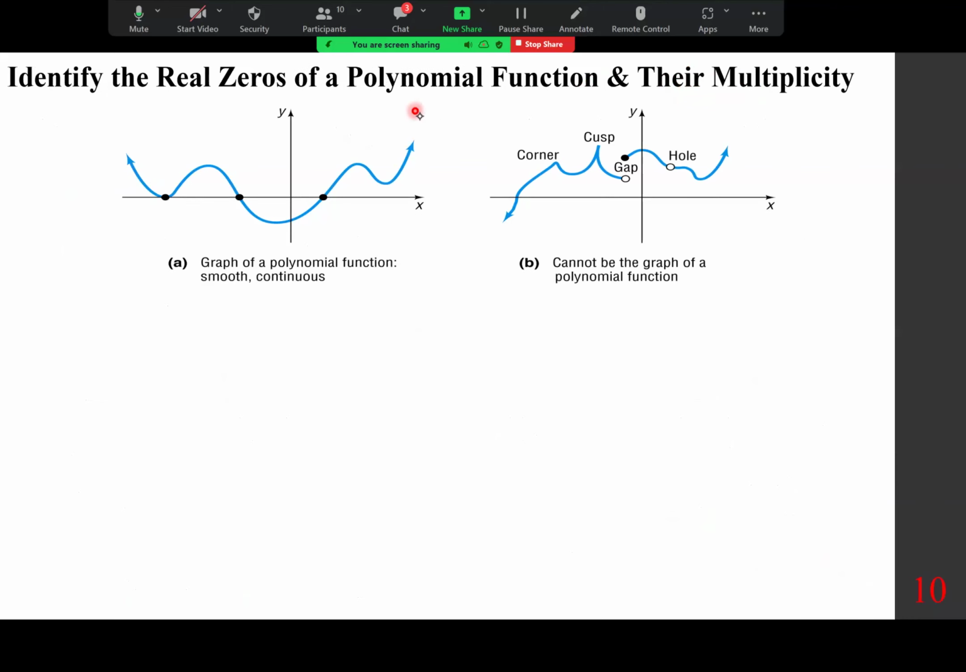Identify the real zeros of a polynomial function and their multiplicity. Here's a graph of a polynomial function, smooth, continuous. This cannot be the graph of a polynomial because it's not smooth. We have sharp corners. It's a corner cusp. It's a discontinuous point here and here. So it has to be smooth and continuous.